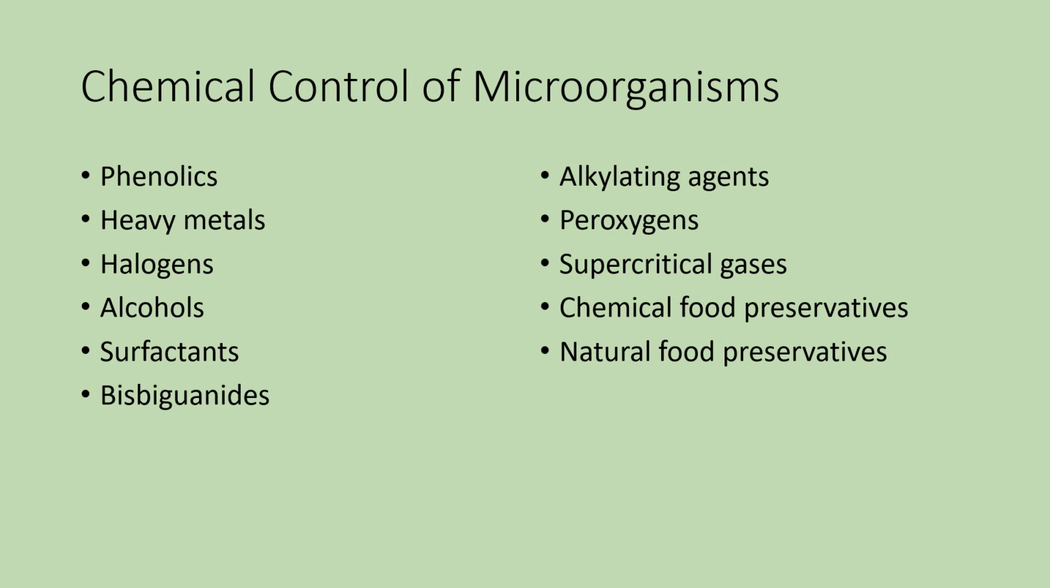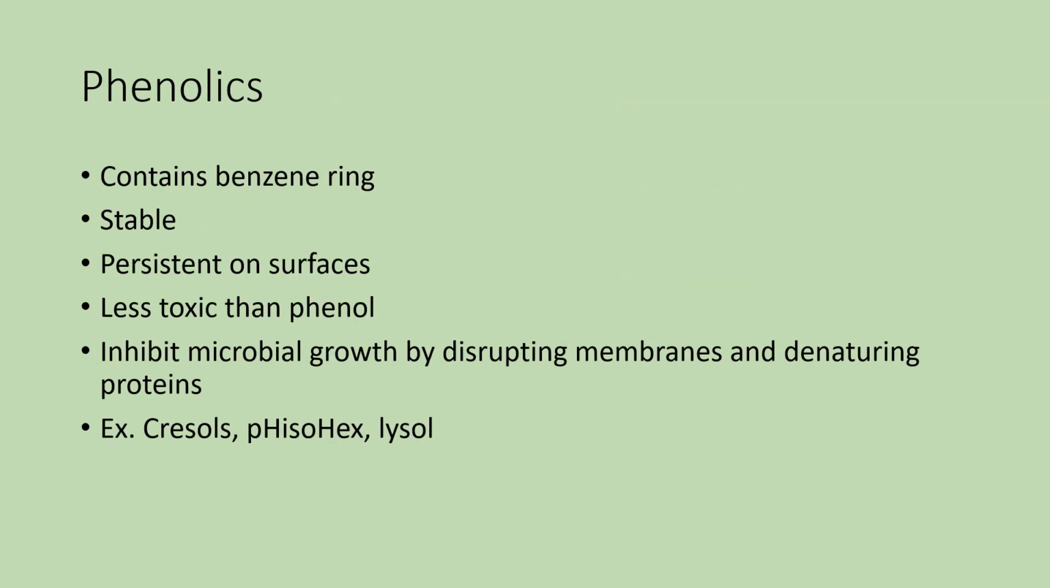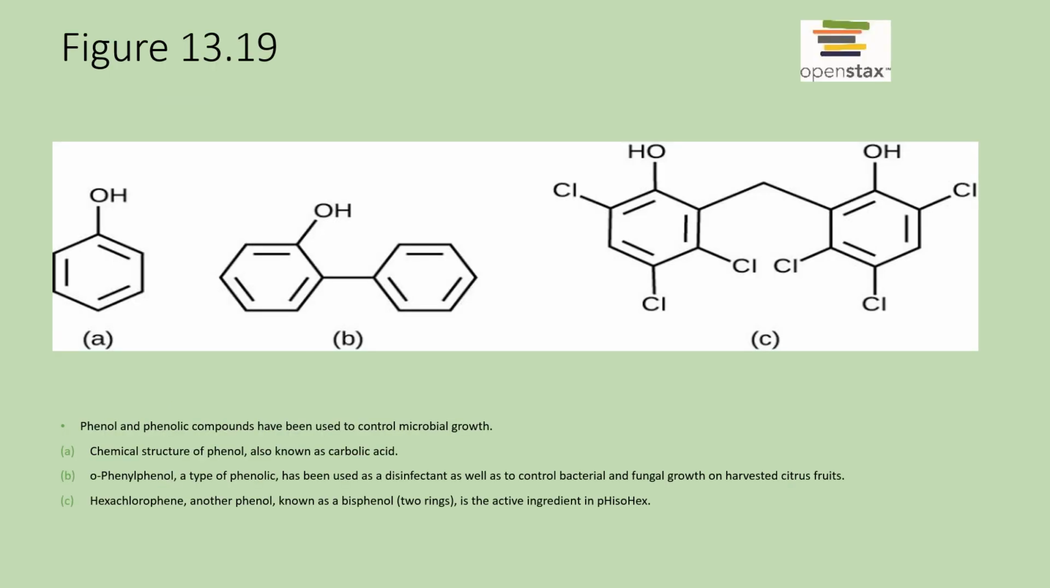As mentioned earlier, though, you also have chemical methods of controlling the growth of microorganisms. And here is a list of all these different types that we're going to look at. Phenolics. Phenol has a ring structure to it. They're usually very stable. They're usually very persistent. Now, phenolics are going to be a little bit less toxic than phenol itself. They will inhibit microbial growth. They will denature proteins. They will disrupt the membrane. Things like this are creosols, things like Lysol. That's an example of one.